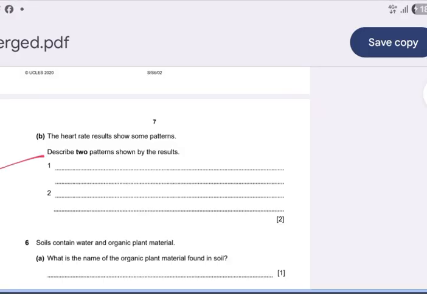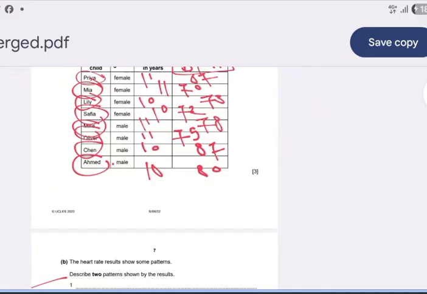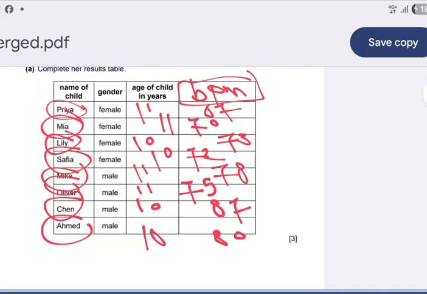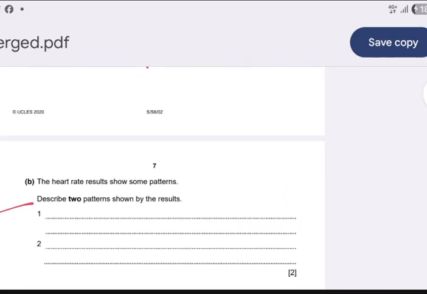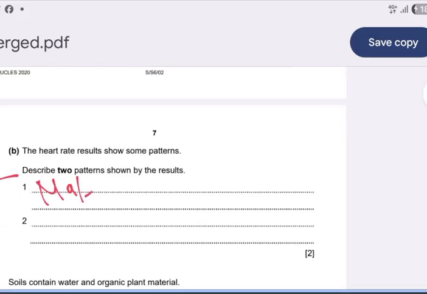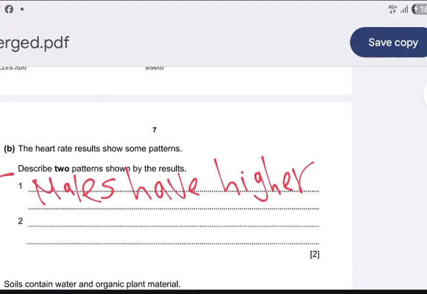The heart rate results show some patterns. Describe two patterns shown by the results. What can you see? When we compare between two things, you compare between different things, like females and males. Look at the females' results. Do you think their heartbeat is more than male, or male is more than female? Male is more than female. So males have higher heartbeats, right?